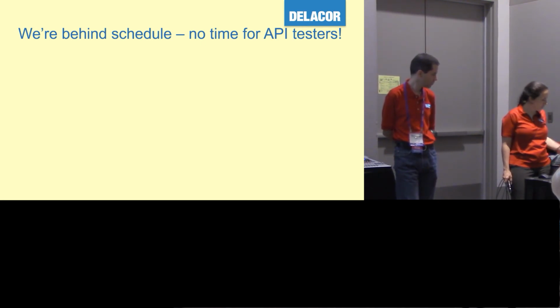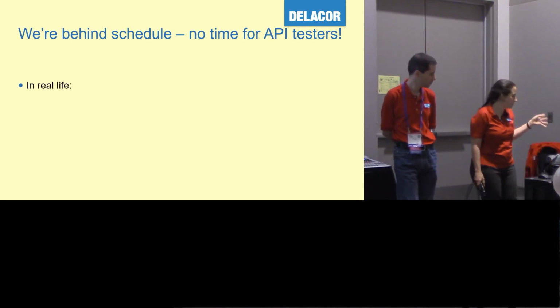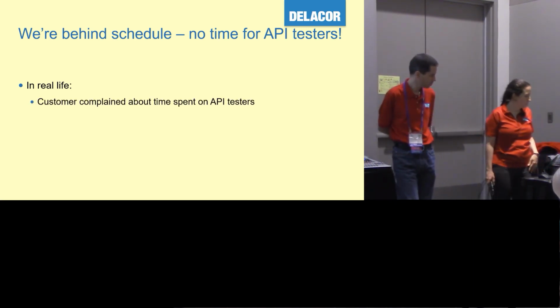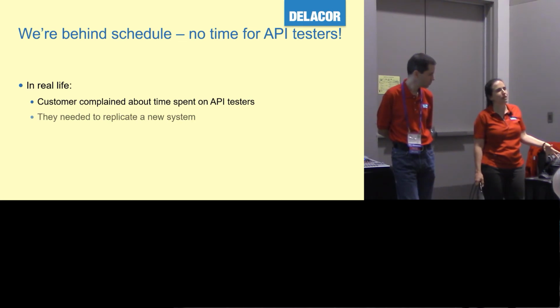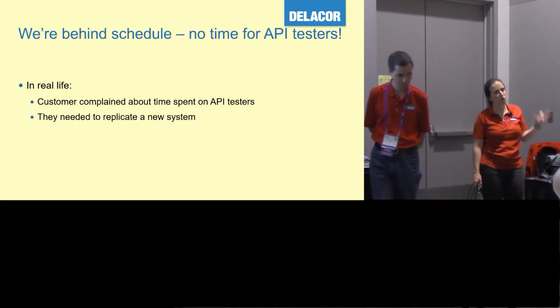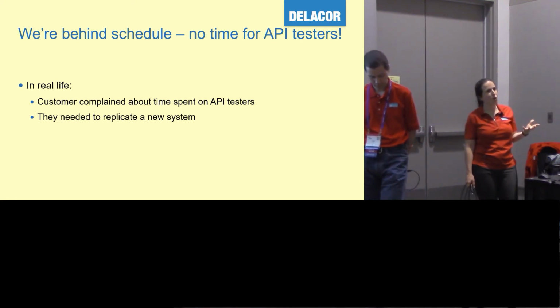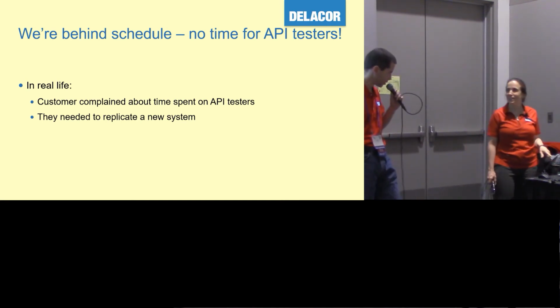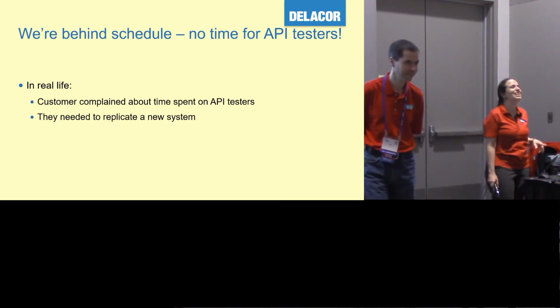So in real life, this is typical: the customer complained about why are you spending time on API testers? And then they needed to replicate a new system. They get new motors and new syringes and all this equipment, and the customer calls me and says, how do I go about this? And I'm like, well, remember those API testers that you kept complaining about me spending time on? I didn't want to pay for it. And you didn't want to pay for it.